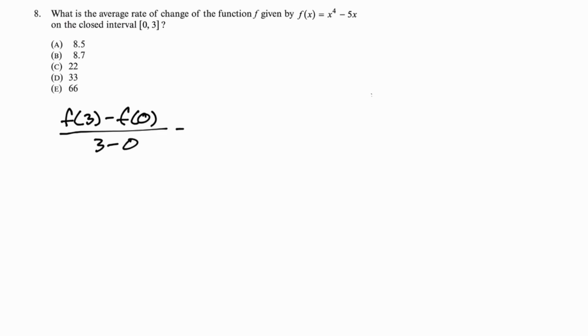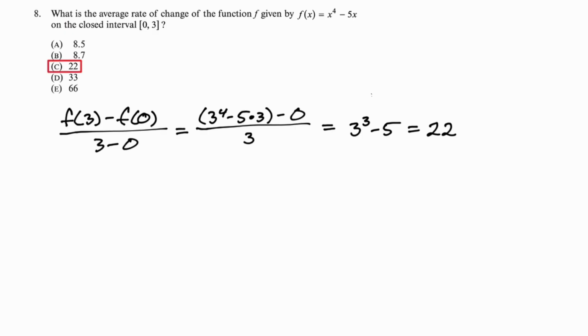So when we plug in 3, we get 3 to the fourth minus 5 times 3. And when we plug in 0, we just get 0, thankfully. And then we have to divide by 3. What I'm going to do to simplify the calculation is actually divide everything by 3. So 3 to the fourth over 3 is 3 cubed. And then 5 times 3 divided by 3 is just 5. So really we get 27 minus 5, which is 22. So our answer is C.